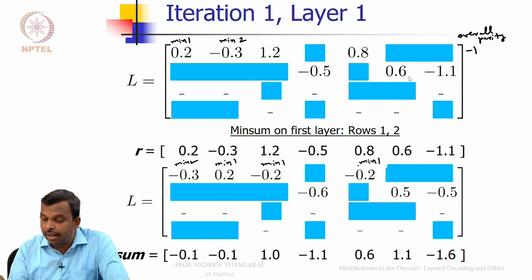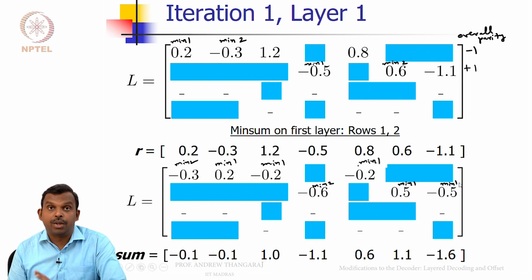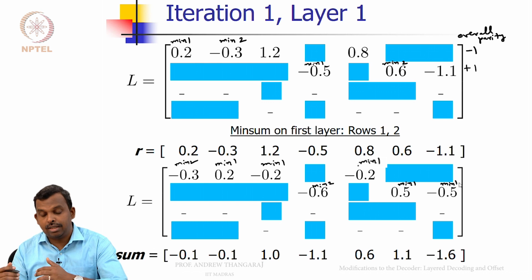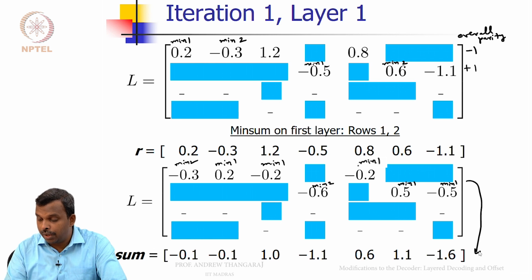The same thing we do in the next row as well. Min 1 is 0.5, min 1 is 0.5, min 2 is 0.6, and the overall parity is plus 1. So signs do not get flipped. Min 1 gets replaced with min 2, and the other two get replaced with min 1. That is what happens, and you are done. So the first step was initialization, the second step was this min sum, which we did in layer 1 for iteration 1, and then we immediately update. Once you are done, you use these values and you add to update.